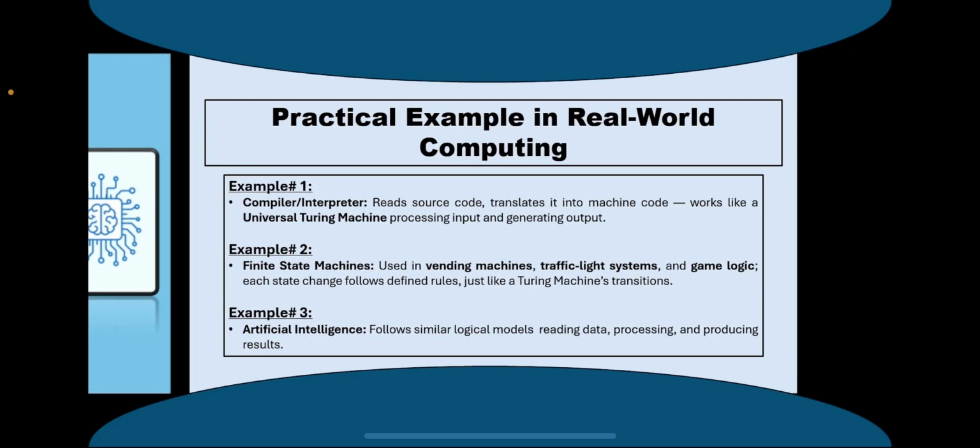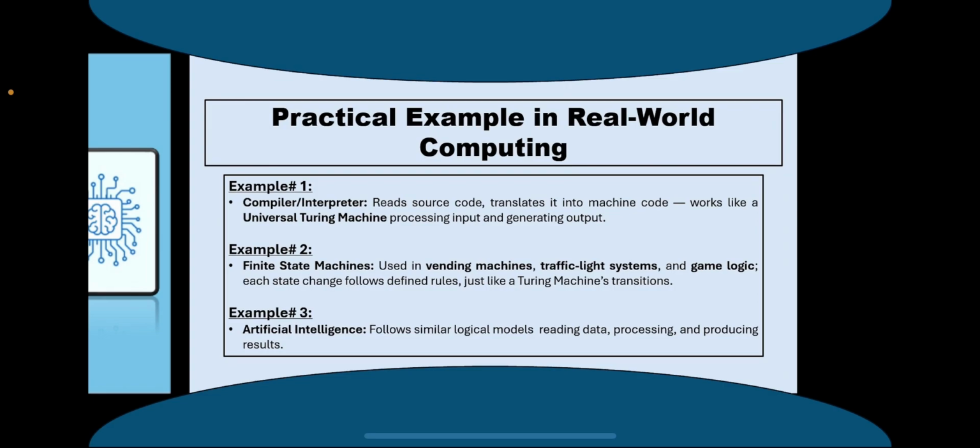Its practical examples in real world computing. Real world applications show Turing machines' influence, such as the compiler and interpreter, which translates source code into machine code, functioning like a universal Turing machine. Finite state machines. They are used in vending machines, traffic lights, and game logic. Each state change mirrors the Turing machine's transition function.